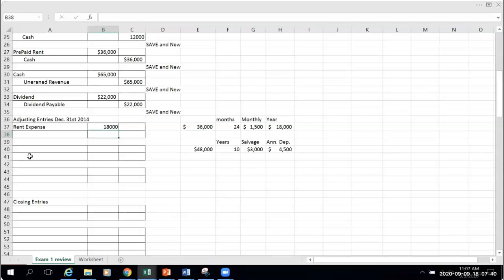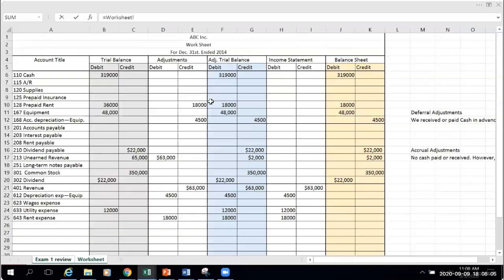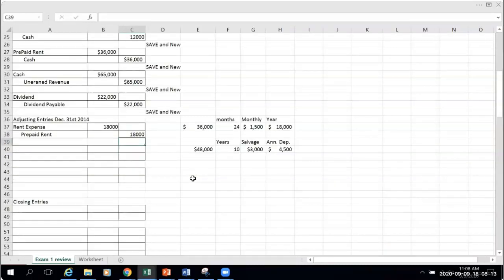Got it? Now, the other one is indented. In QuickBooks, you don't need to indent, but here in a classroom environment, we indent just to show that it's a credit. So this is prepaid rent, okay? And credit equals to, go to worksheet, and that's the prepaid rent, and enter. Fine? Good job, huh?